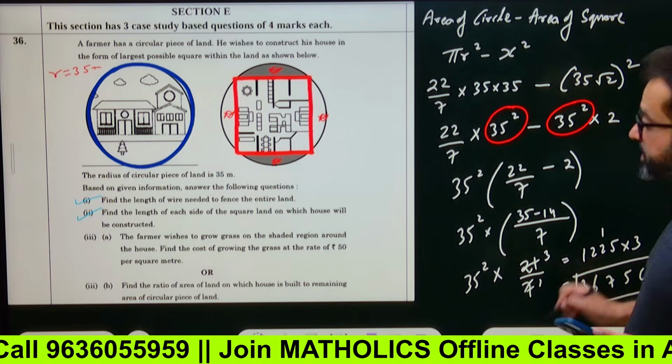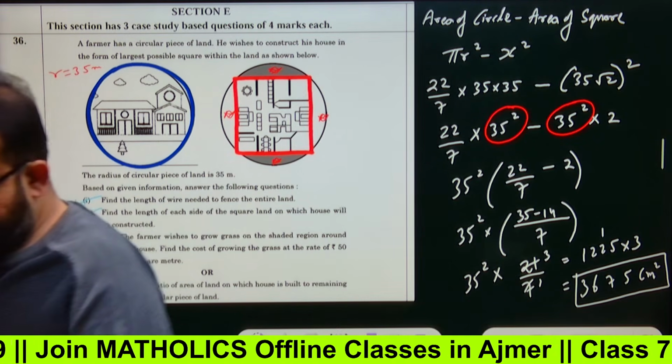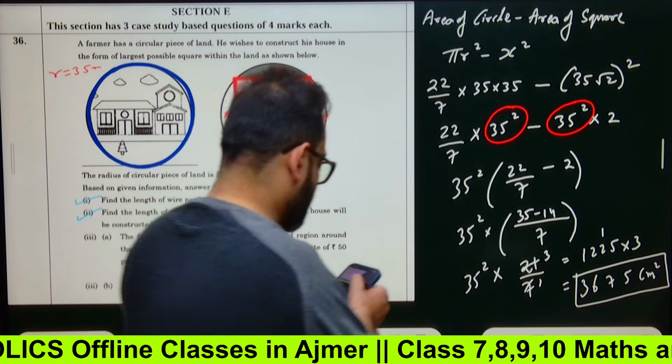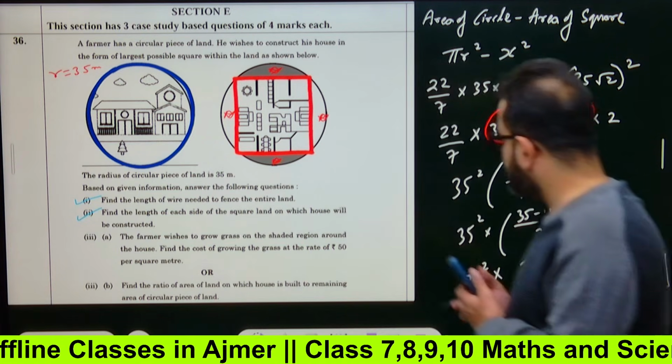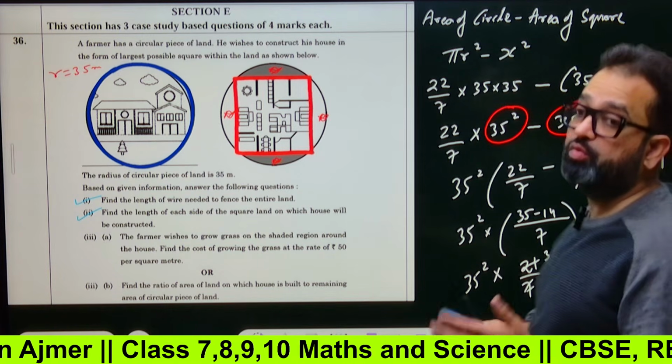Now, this is not the answer. What we have to do now? We just have to divide this 3675 by 2. Now, why divide by 2?